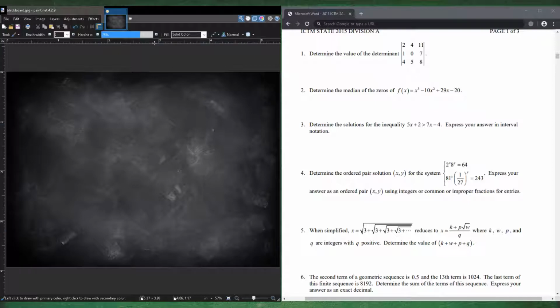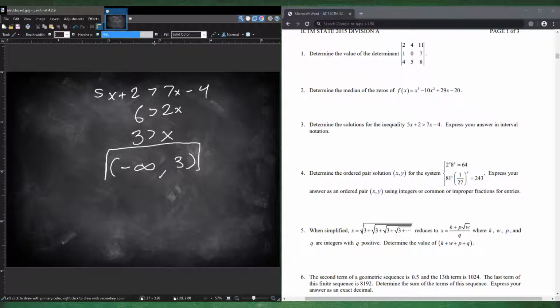Number 3, determine the solutions for the inequality 5x plus 2 is greater than 7x minus 4, expressed in interval notation. I like to keep x positive, so it's going to be 2x minus 5x from both sides and add 4 to both sides, so that's 6. So 3 is less, so x is less than 3. So interval notation is negative infinity to 3, both with curved brackets.